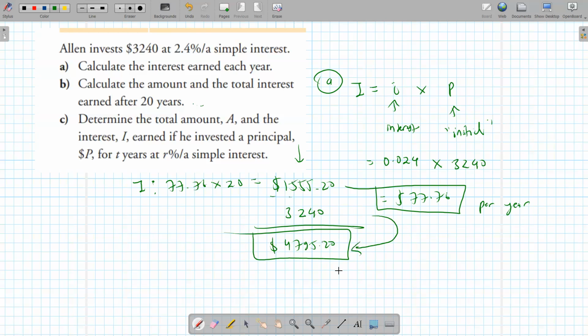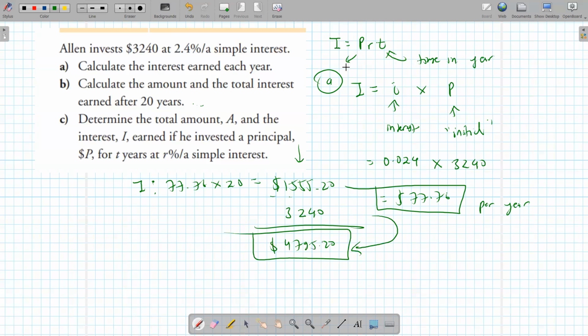Part C, determine the formula for this. It's asking us. Now, what's the formula for simple interest? You can kind of decipher that with what we just did. So the formula for interest, okay, the total interest is gonna be PRT. Now, what does all of this mean? T is a time in years.